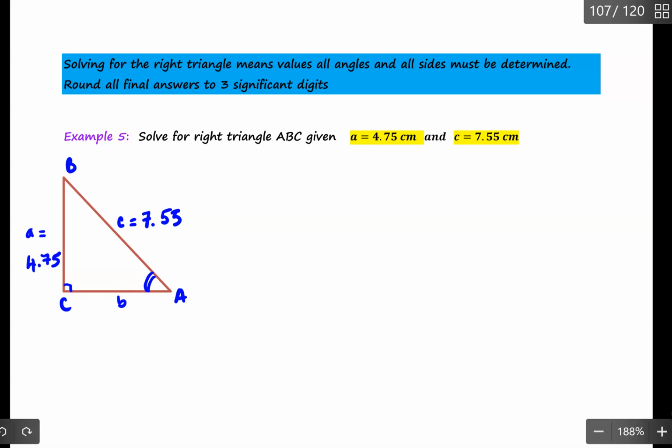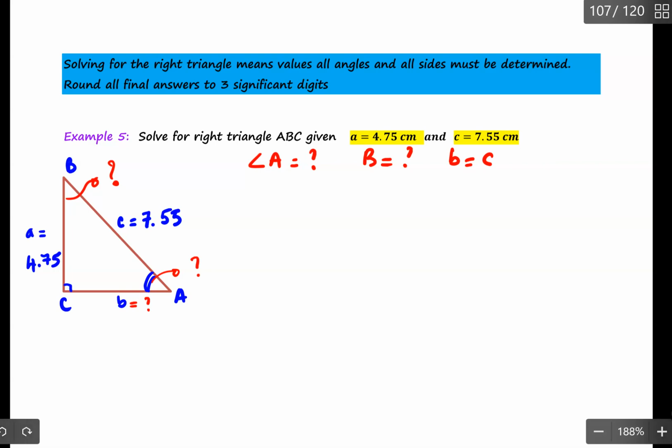Alright. So in solving for the right triangle ABC, it means I will have to solve for this angle B. I will have to solve for this side b. And I also have to solve for this angle A. Okay, so let's write that down. Angle A, angle B, and also the side b.